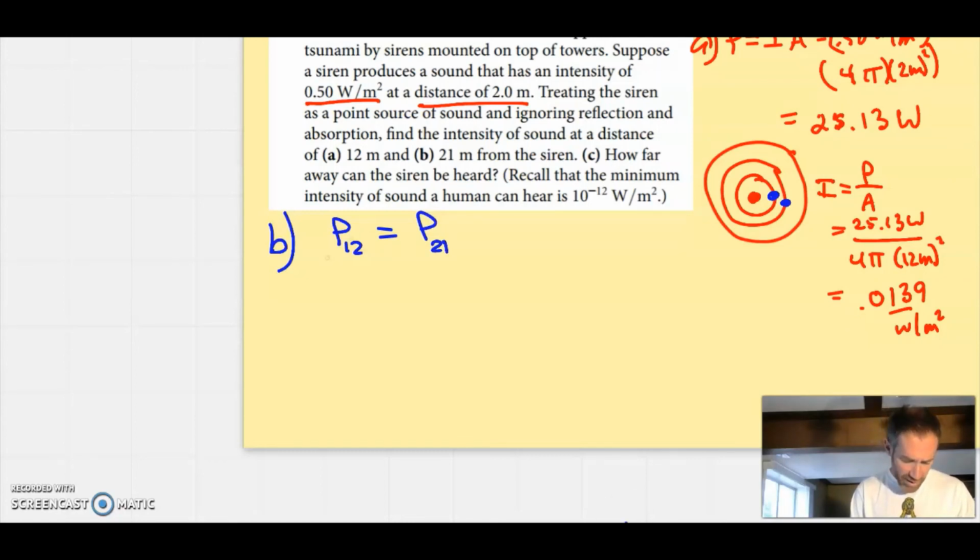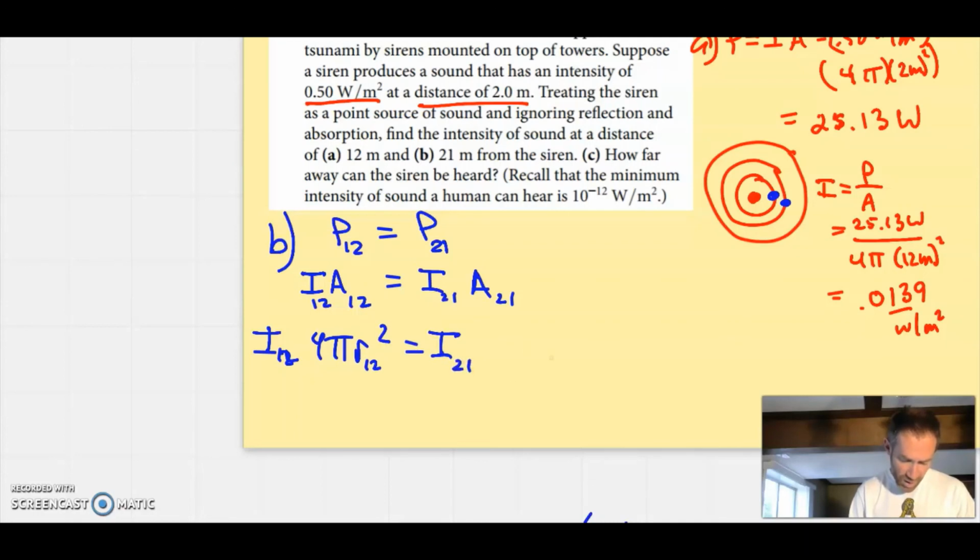So then the power is going to be the intensity times the area, and that's going to be at 12 meters and at 12 meters. And now here I have an intensity at 21 meters and an area at 21 meters. Now, that intensity at 12 times 4 pi r at 12 squared is equal to the intensity at 21 times 4 pi the radius at 21 squared. Now, here's what they were talking about before. The 4 pi's are going to cancel out.